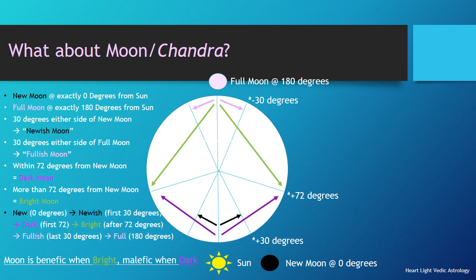But I had to lay this all out because otherwise, if you just throw out bright and dark, it doesn't always make sense. So I wanted to give you all the different aspects of the moon that we're assessing as astrologers. All right, so the moon's benefic when it's bright, meaning more than 72 degrees away from the sun. It's malefic when it's dark, or within 72 degrees of the sun. All right, so that's the moon.